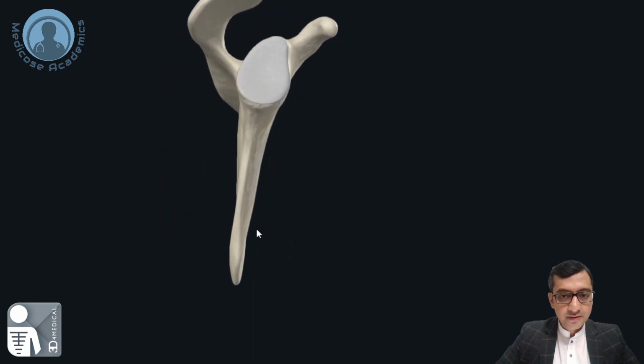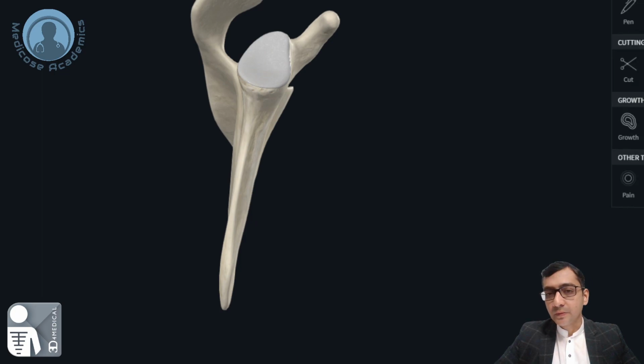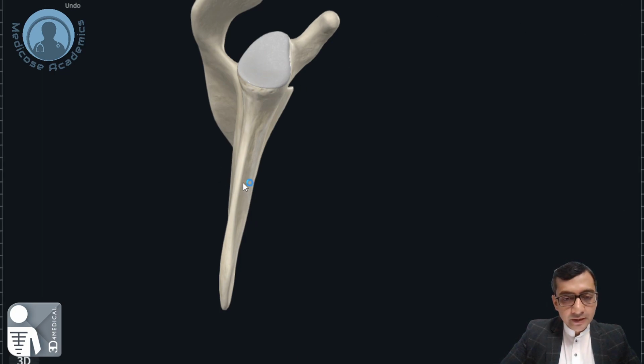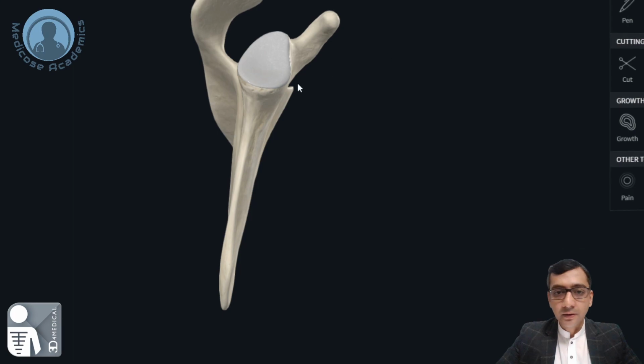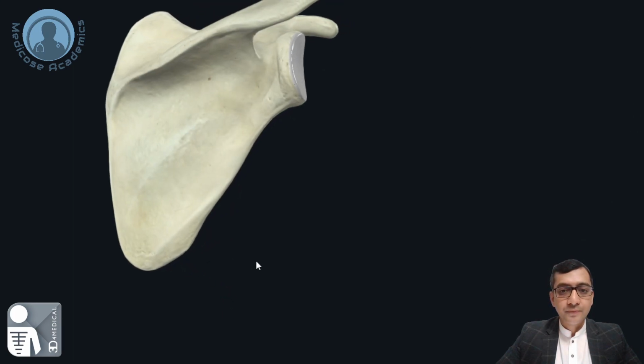This is the border that is relatively quite thick. You can see in this angle, like I'm looking from the lateral side. So you see it is this thick. It's like a rod. The lateral border is thick, and it extends above from the glenoid cavity all the way down to the inferior angle.